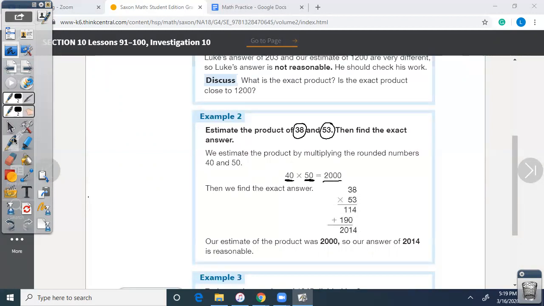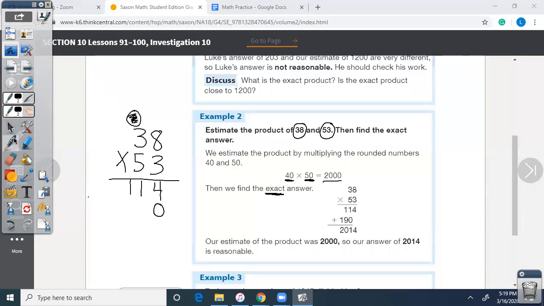In this example, we estimated the product. We got 2,000, which was perfect. Let's go through the steps to make sure we remember how to find the actual answer. If we're not estimating, if we're trying to find the exact answer, we would do 38 times 53. We'll do that over here. First thing we're going to do is 3 times 8, which is 24. Put the 4 down there, the 2 up there. 3 times 3 is 9, plus 2 is 11. Can't forget about our secret 0. We've got to put that there. That's a super important step.